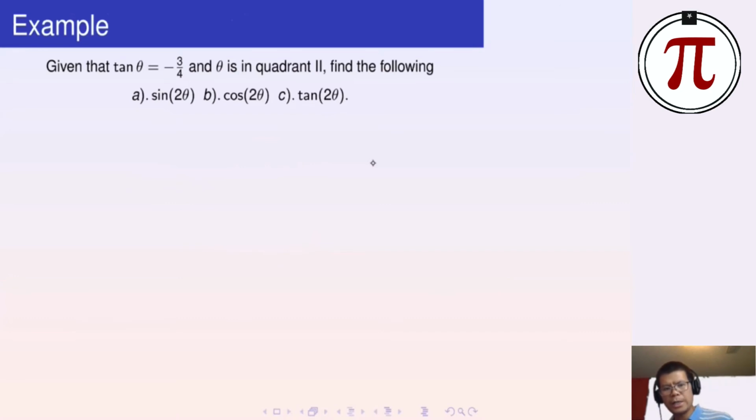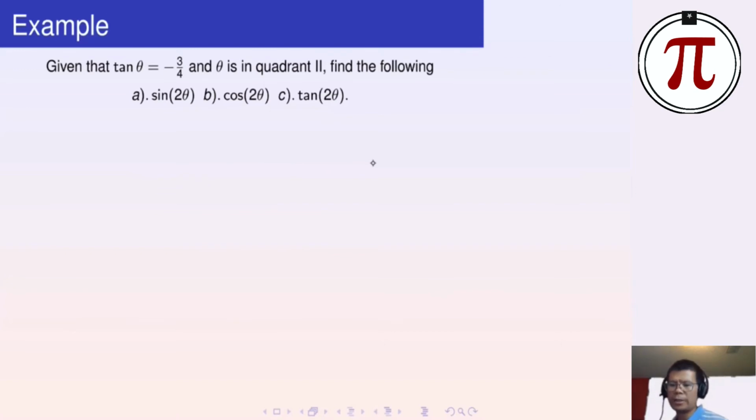All right, Natalie, can you read for us, please? Given that tangent theta equals -3/4 and theta is in quadrant 2, find the following: A, sine 2 theta; B, cosine 2 theta; and C, tangent 2 theta. Very good.